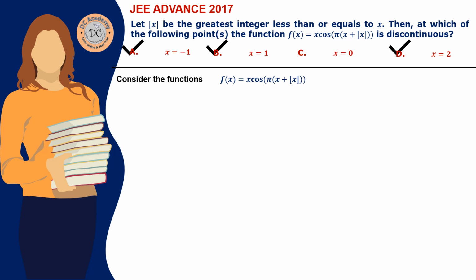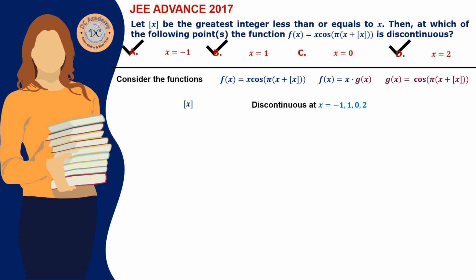Let's go ahead. Notice that this function f(x) can be written as x times g(x), where g(x) is equal to cos of π times (x plus [x]), with [x] the greatest integer function. Now it is obvious that the greatest integer function is continuous except at all the integer points. So we consider it discontinuous at every integer point. Here all the given points are integers, so we can say that it's discontinuous at -1, 1, 0, 2. All those points are discontinuous.